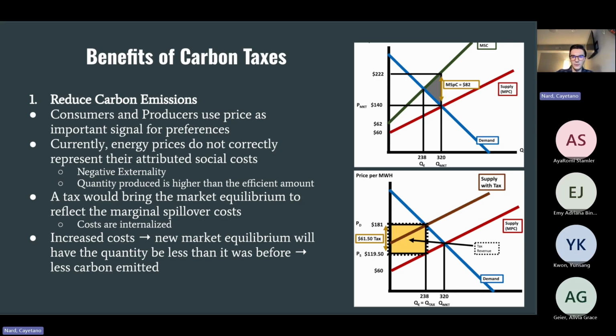As you can see in the top right graph, a tax would bring the market to reflect the marginal spillover costs, and both sides will have the costs internalized. Therefore, with an increased cost, there should be a new market equilibrium in which the quantity will be less than it was before, and therefore producers will emit less carbon. Same thing for consumers as well, and this will also increase tax revenue.